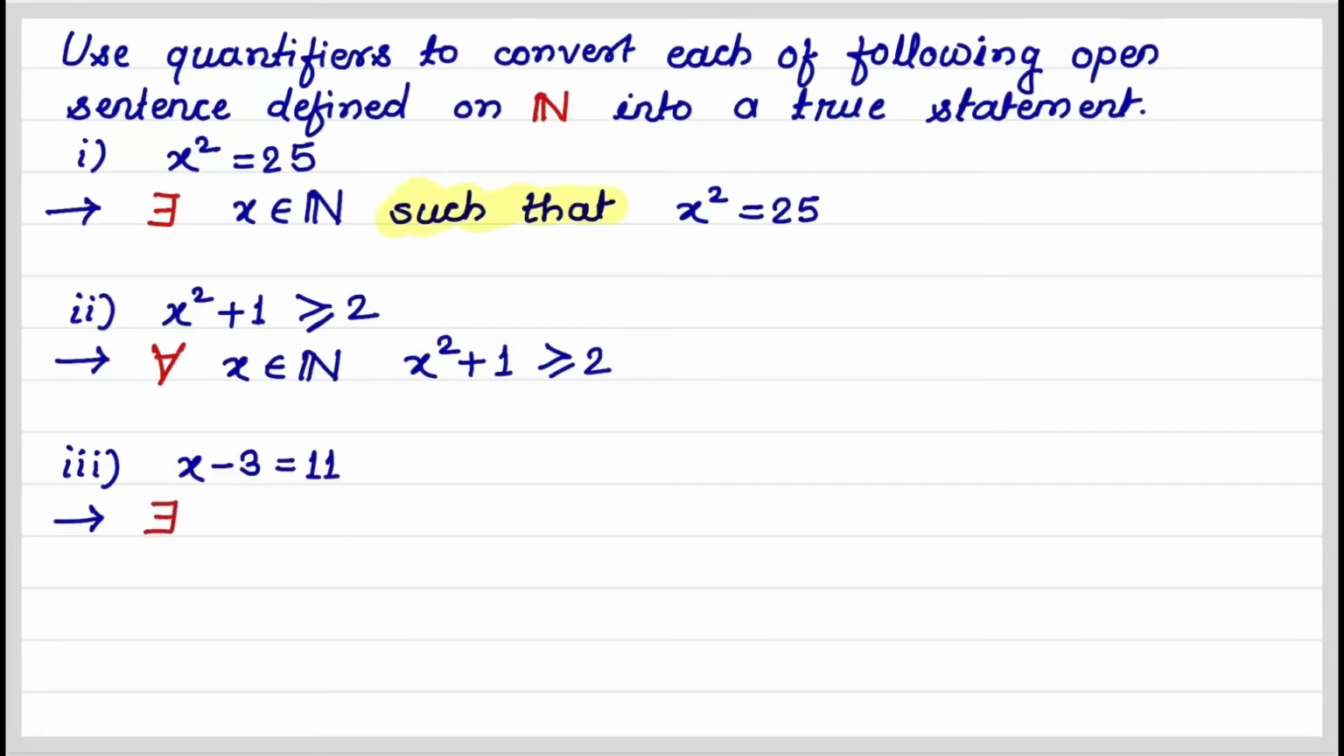It is a natural number, only one natural number. So we have to use the existential quantifier. There exists x belonging to N such that x minus 3 is equal to 11.